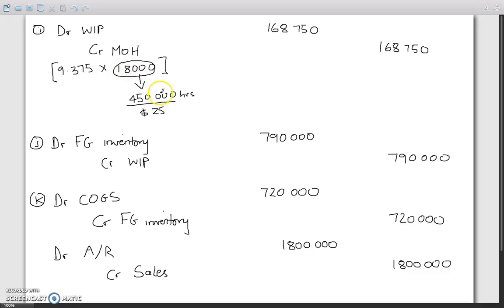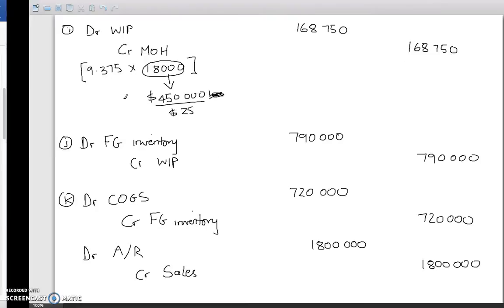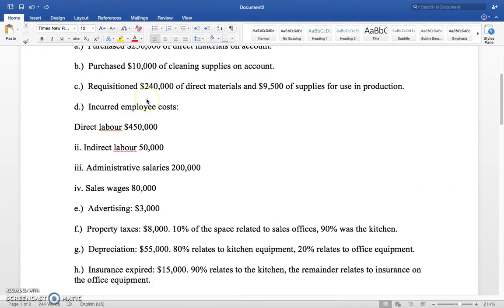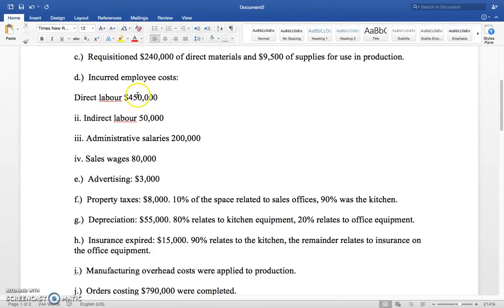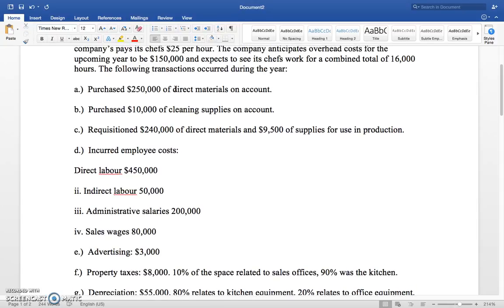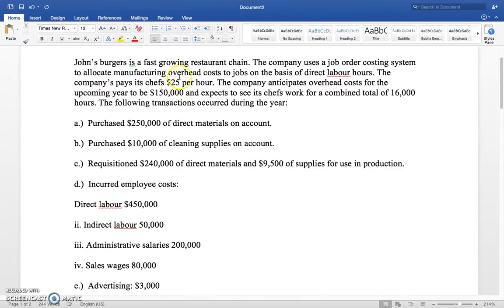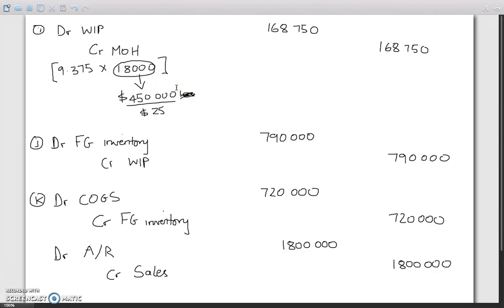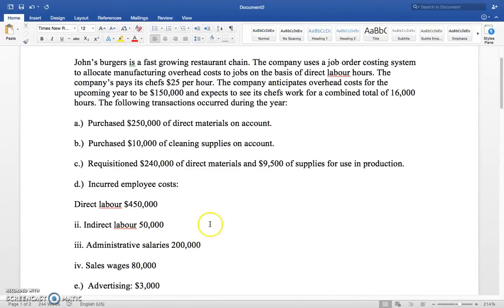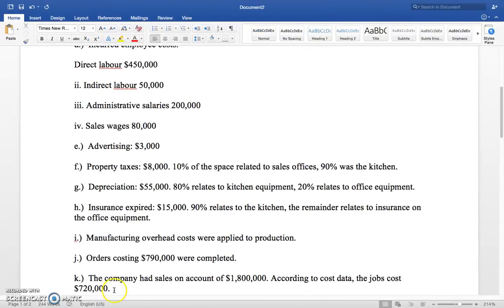Well, I took my direct labor, sorry, that shouldn't be hours, that is in dollars. I took my direct labor cost of 450,000 right over here, and then I divided it by the wage rate, which is 25 right over here. That gave me 18,000, and then I multiplied to find my figure. Okay, part J is orders costing 79,000 were completed.